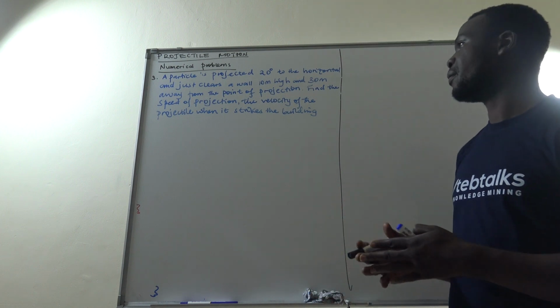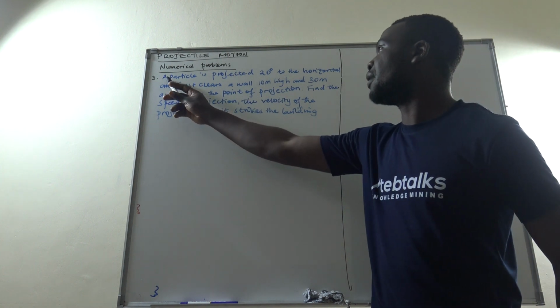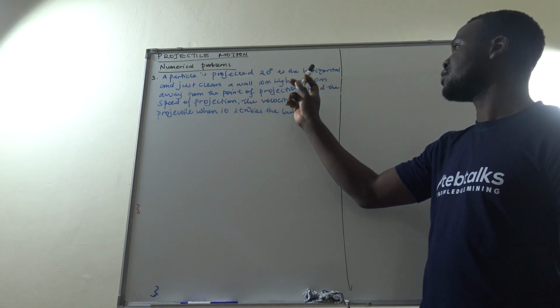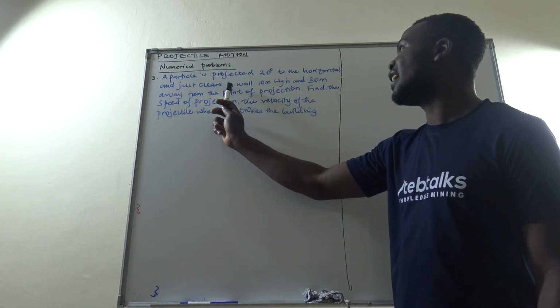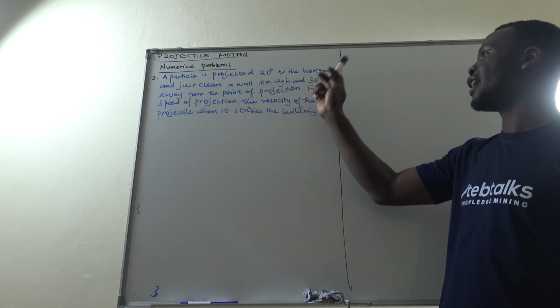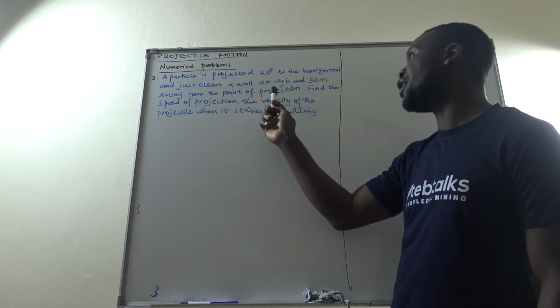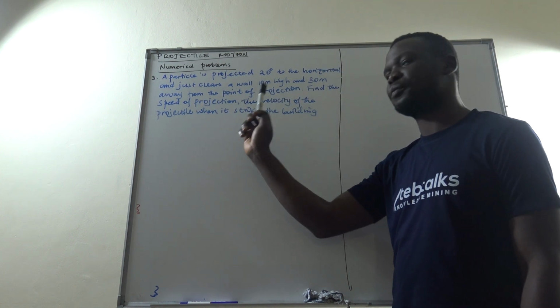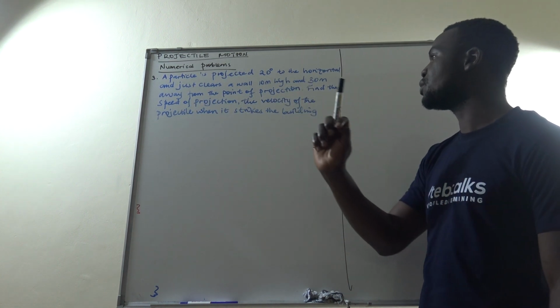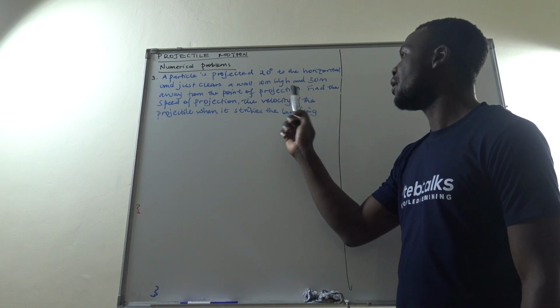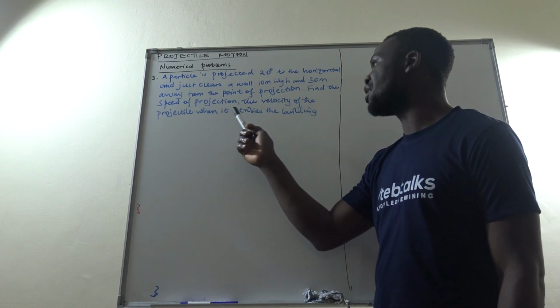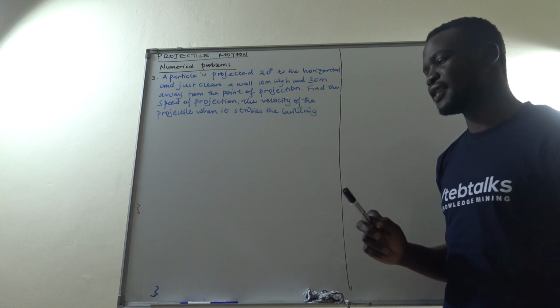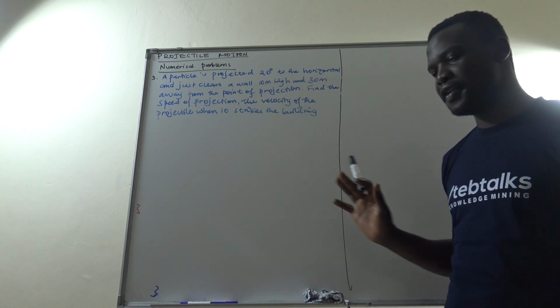Now, the problem at hand says that a particle is projected 20 degrees to the horizontal and just clears the wall 10 meters high and 30 meters away from the point of projection. We are asked to find the speed of projection, that is initial velocity u, and the velocity of the projectile when it is striking the building, that is the resultant velocity v.